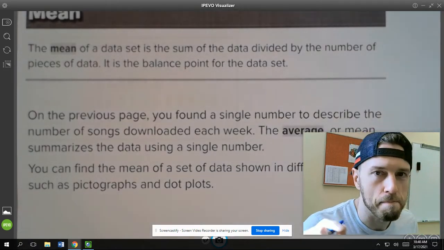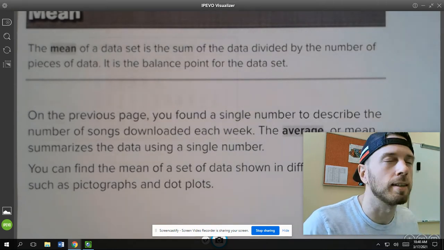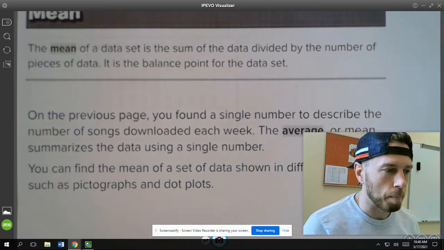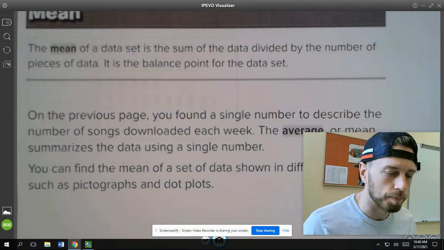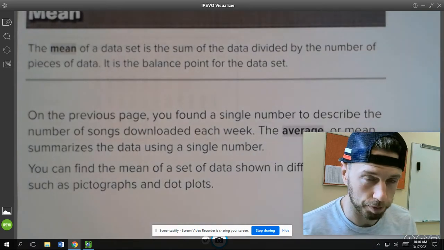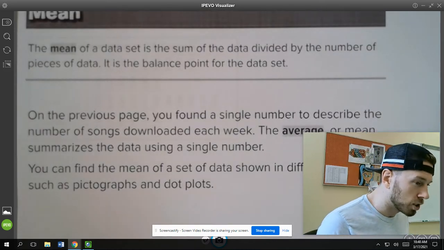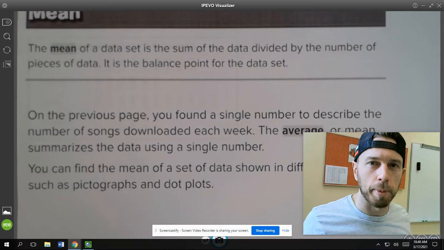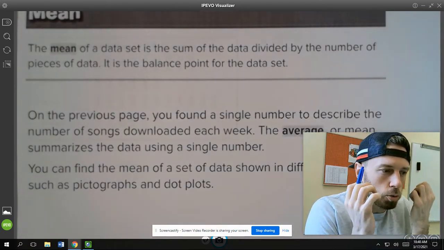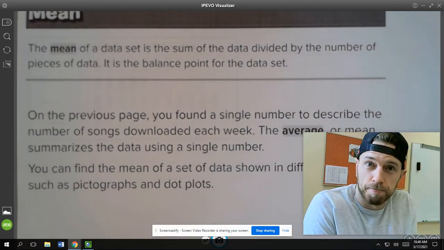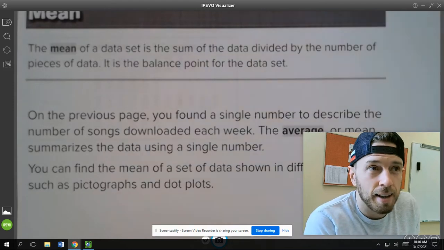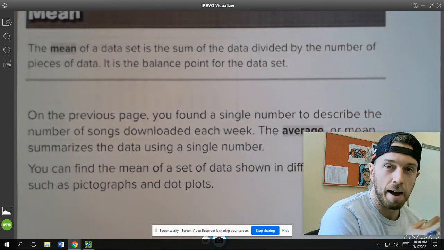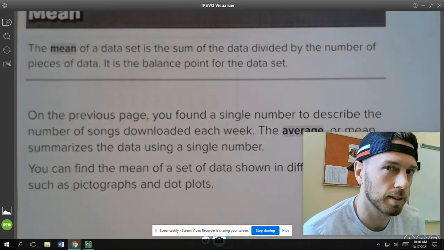We're starting with mean. No, not like angry mean, like, oh, he's being mean to me. Mean is a mathematical term that stands for average. If you have a bunch of information and you want to express it, but it's just too much to say, then there's an easier way to do it, and that is called finding the average. It looks something like this.